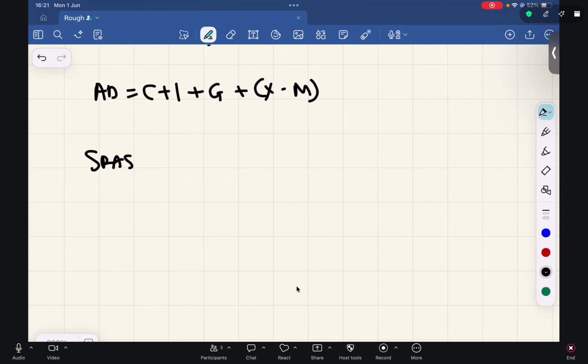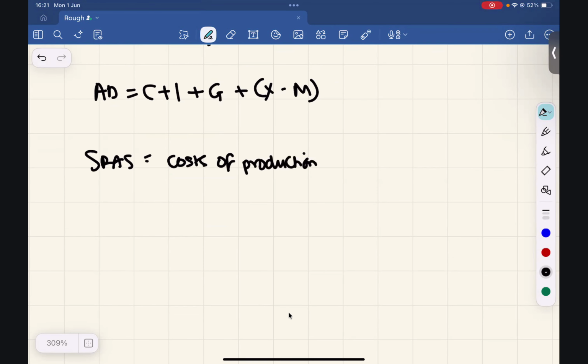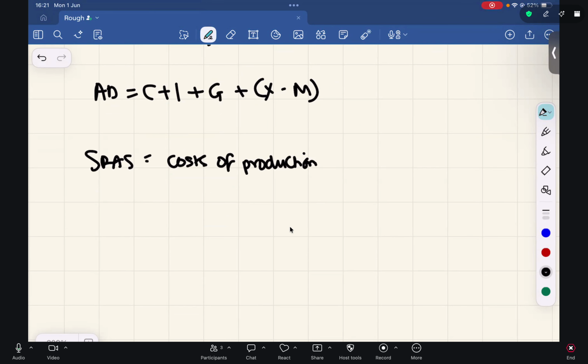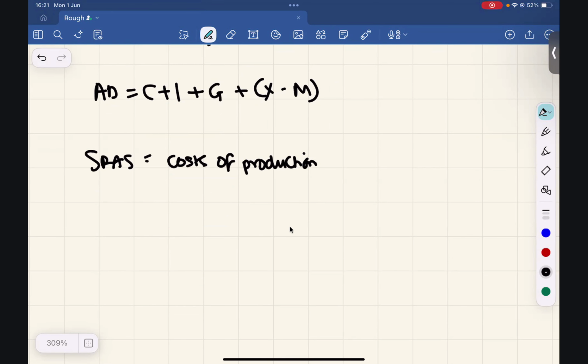SRAS in particular, we're just looking out for any costs of production. Any change in any cost of production will cause a shift in the SRAS curve. These are things like raw material prices, wage rates, productivity, exchange rates, that kind of thing. Anything that makes a firm's costs increase or decrease, but obviously that across the entire economy. So energy prices, for example, will affect all firms' costs in the economy.